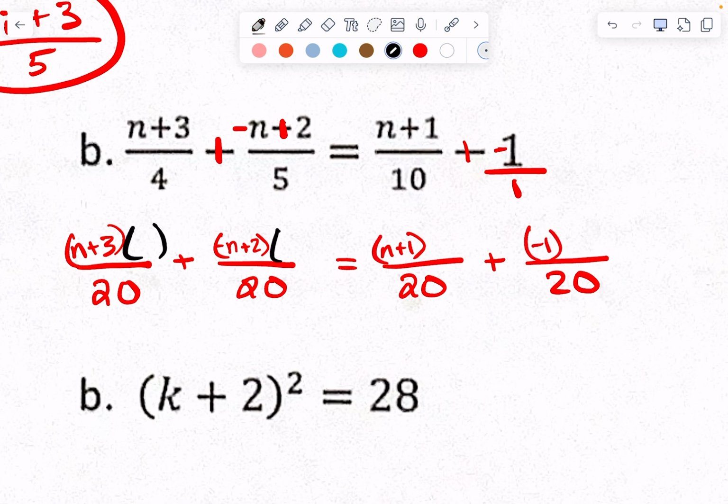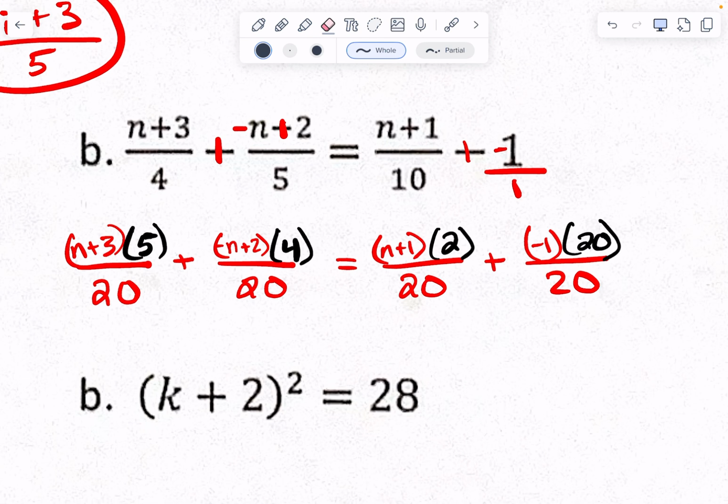Okay. We've got to multiply by what they need. The first one needs a 5. Second one needs a 4. Third one needs a 2. Last one needs 20, right? Okay. Next.